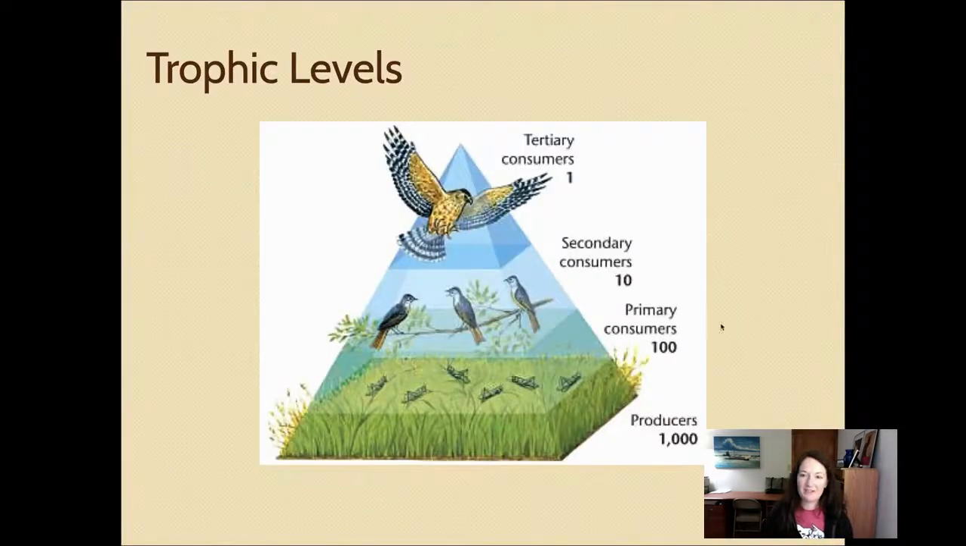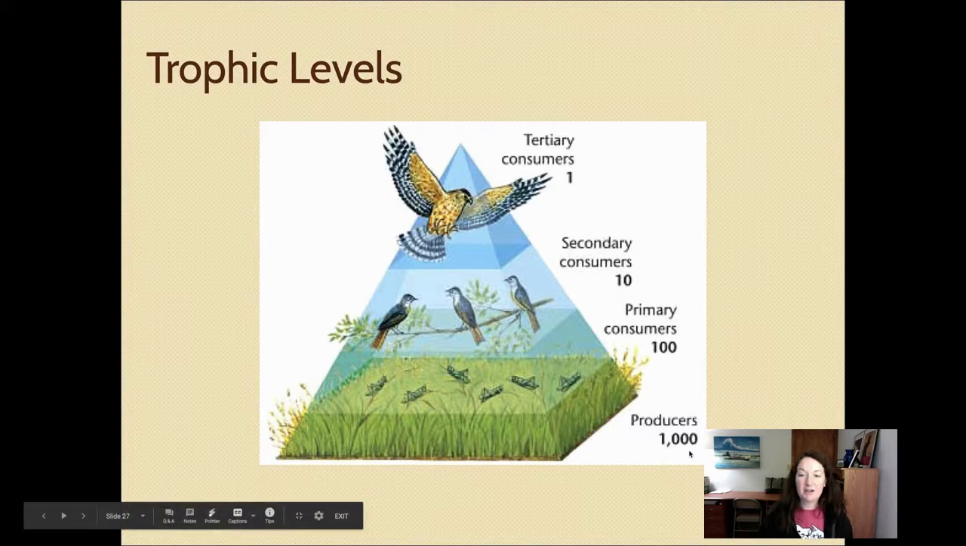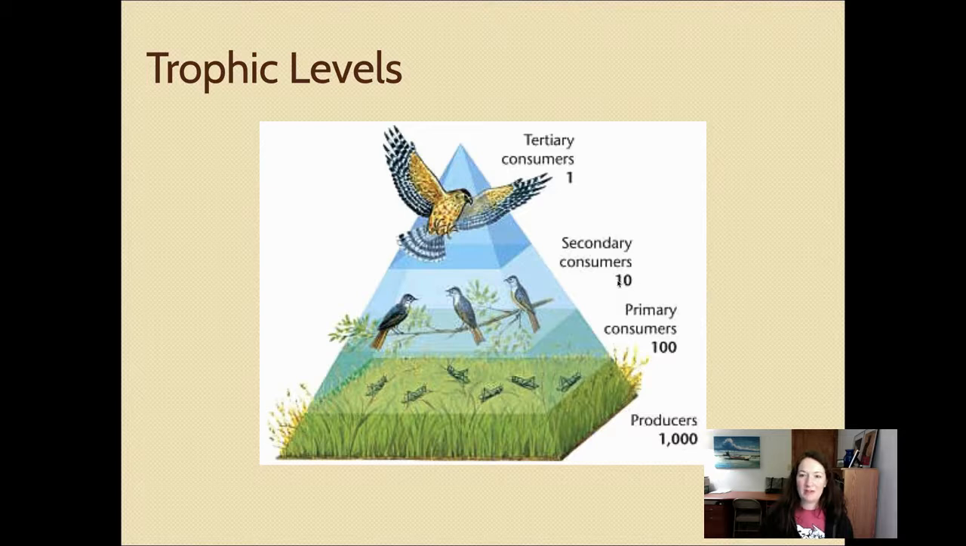So once again, here's a diagram showing the number of producers. There's 1,000 blades of grass to feed 100 grasshoppers. And those 100 grasshoppers feed 10 birds. And then those 10 birds feed one hawk. Sorry, I'm trying to think of all these names while I'm talking.